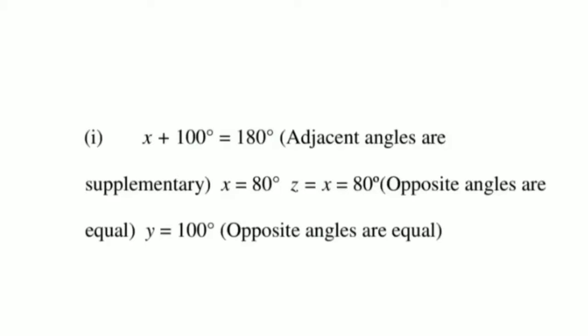80 degree. And same, angle B and angle D both are 100 degree. Why? Because these two are also opposite angles. So opposite angles are equal.